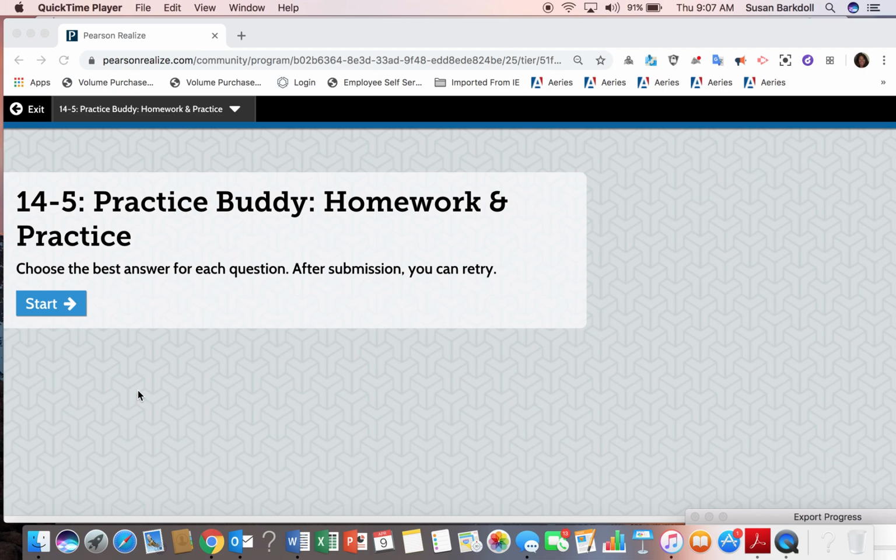Today we're going to be working on liquid measurement again. Topic 14-4 was about liquid measurement as well, focusing on milliliters and on liters. Let's find out what today's lesson is.